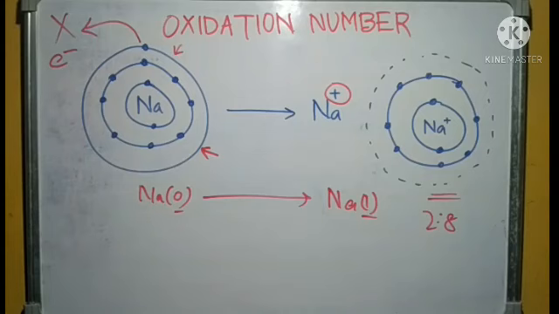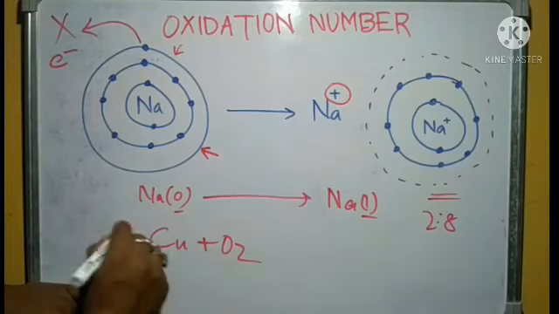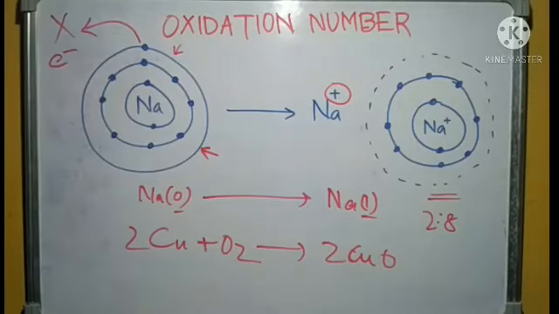So let us consider the reaction of copper plus oxygen to give copper oxide. This is an example of an oxidation reaction we already saw. In the periodic table, metals always give positive ions, so they always have positive charges. And non-metallic elements, present on the right side of the periodic table, maximum of the time give negative ions.